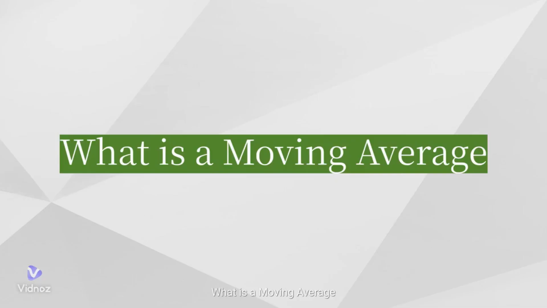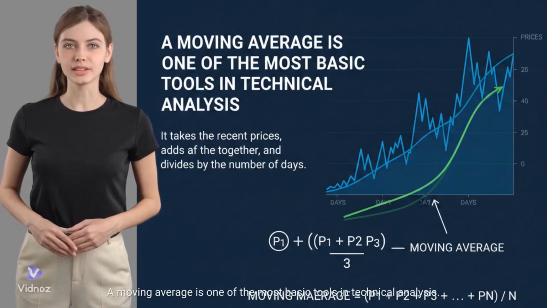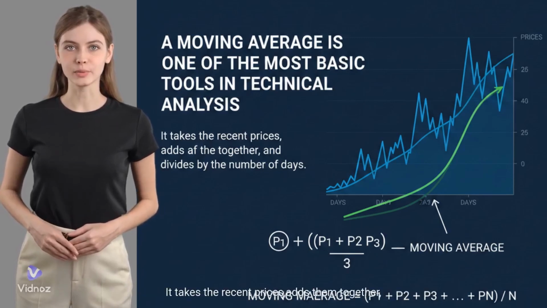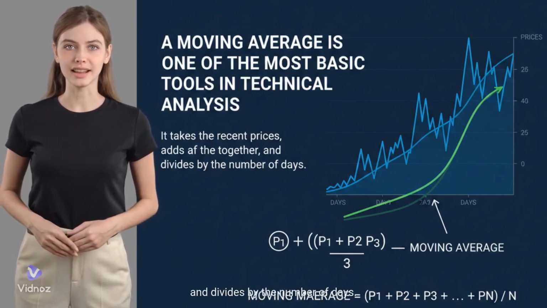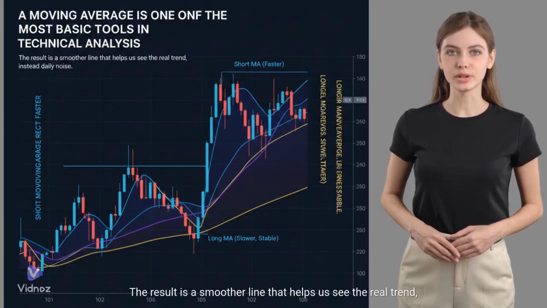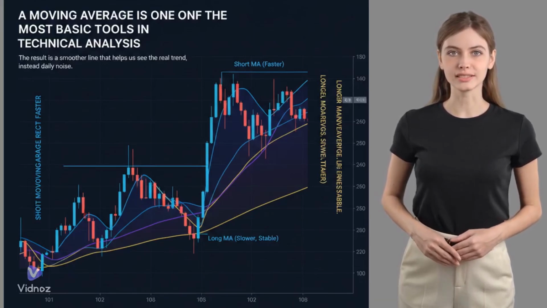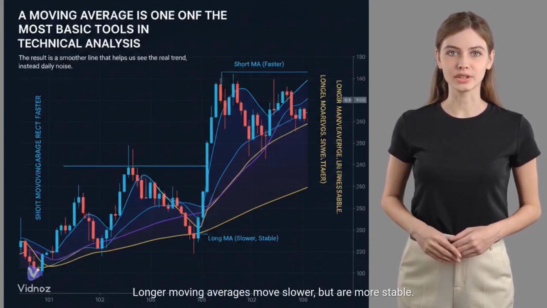What is a moving average? A moving average is one of the most basic tools in technical analysis. It takes the recent prices, adds them together, and divides by the number of days. The result is a smoother line that helps us see the real trend, instead of daily noise. Short moving averages react faster. Longer moving averages move slower, but are more stable.